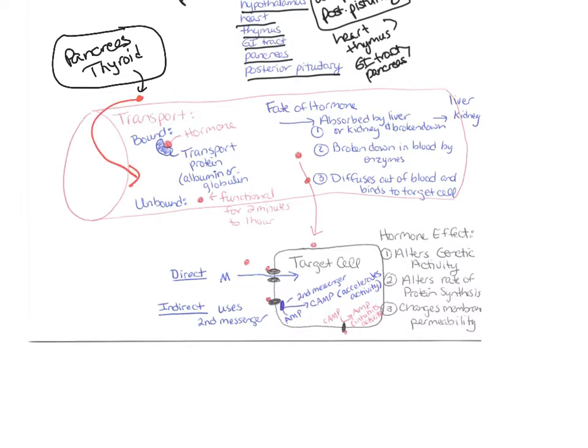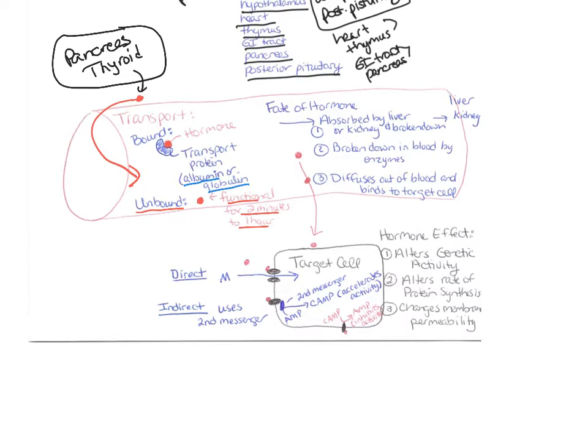Once it's in the blood, one of two things is going to happen. It's either going to be floating around free, and if it's floating around free, we say it's unbound because it's not bound to anything, and then it will really only be functional for about 2 minutes to 1 hour, so it really doesn't have a long life. However, it could bind to a transport protein. An example of a transport protein would be something like albumin or globulin. Those are a couple of the plasma proteins.